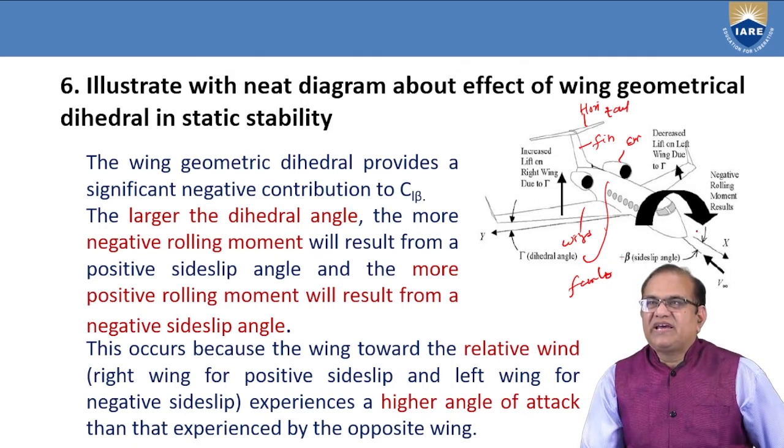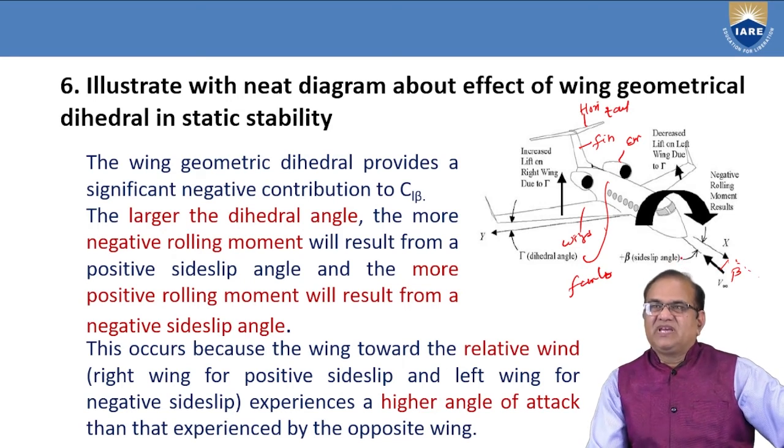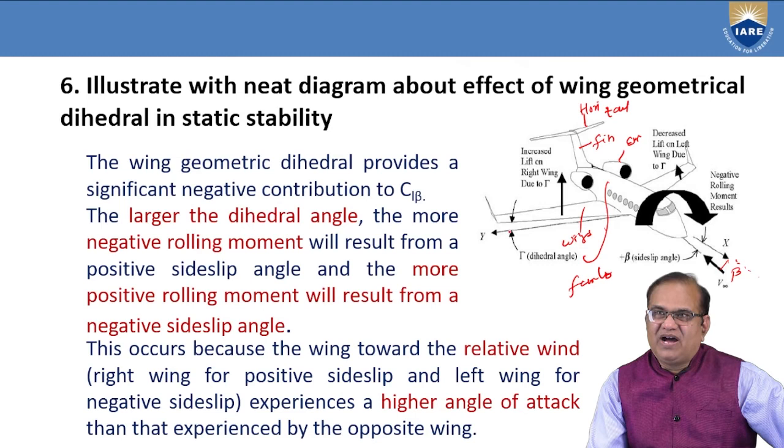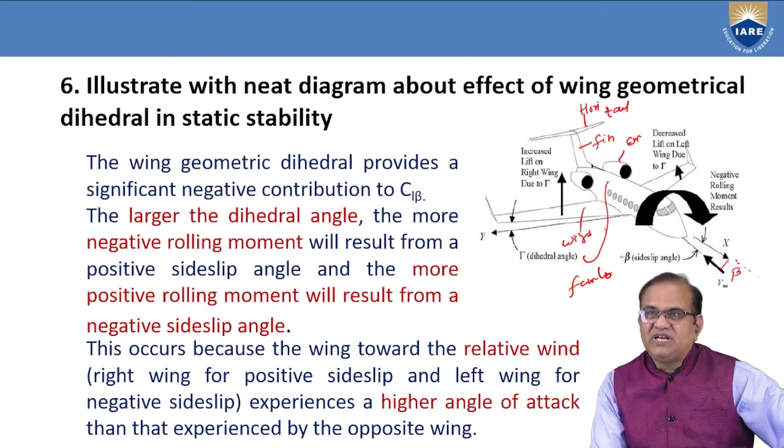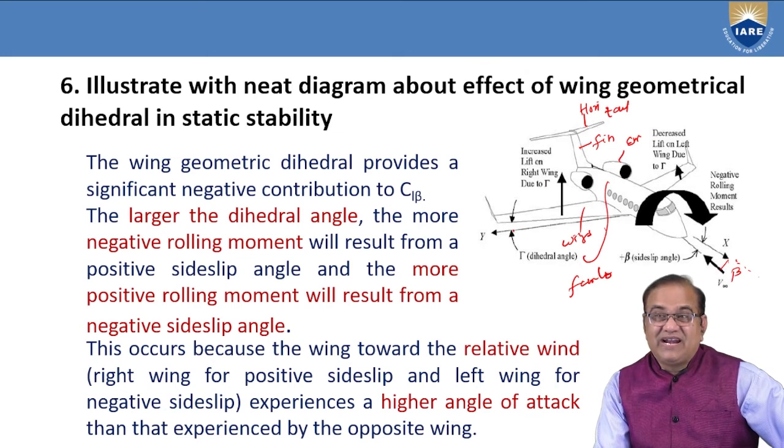Okay, you can see here that very good things are happening. If you see, the aircraft is moving in this direction. This is your longitudinal axis, and this is the side slip angle beta. If a positive side slip angle beta is generated and the aircraft has the dihedral gamma, then what will happen? The wing which is towards the side slip, towards the relative wind, if you see here, it is the right wing. This right wing will generate increased lift due to this gamma dihedral angle.